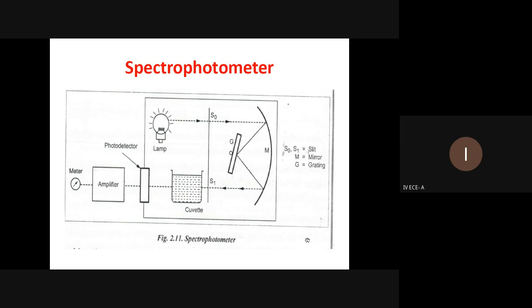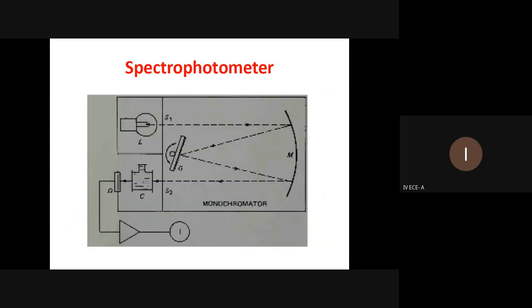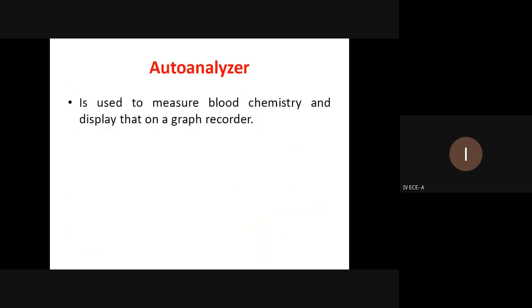When making transmission measurements, a spectrophotometer quantitatively compares the fraction of light that passes through a reference solution and a test solution. Then it electronically compares the intensities of the two signals and computes the percentage of transmission of the sample compared to the reference. Okay, so this is a spectrophotometer.